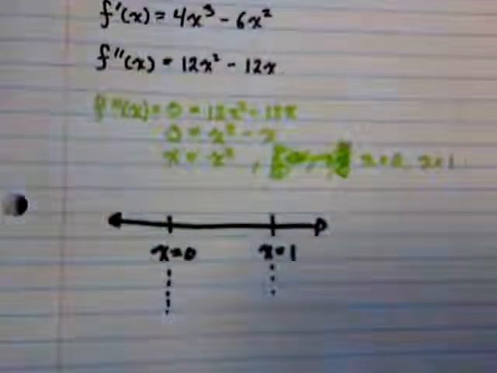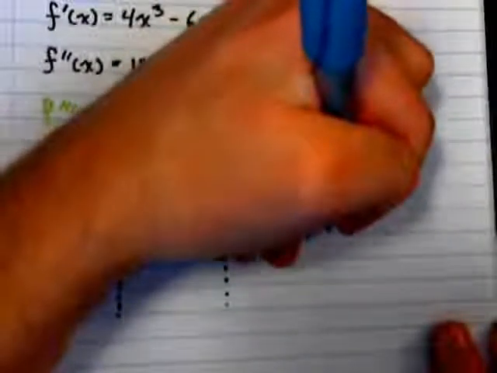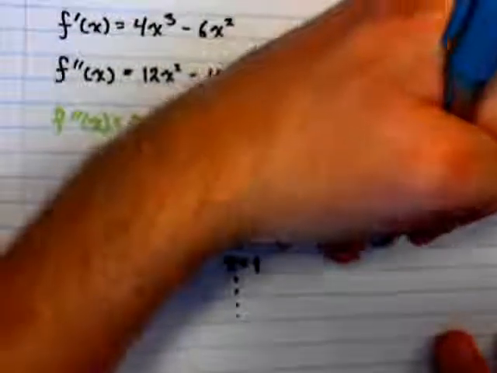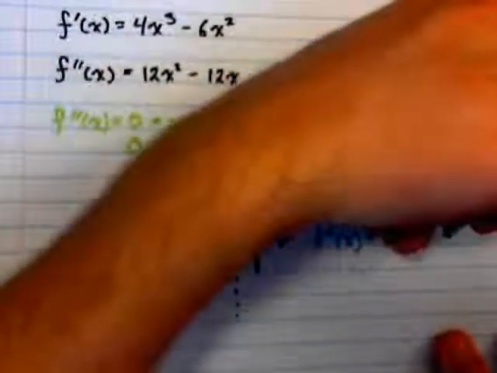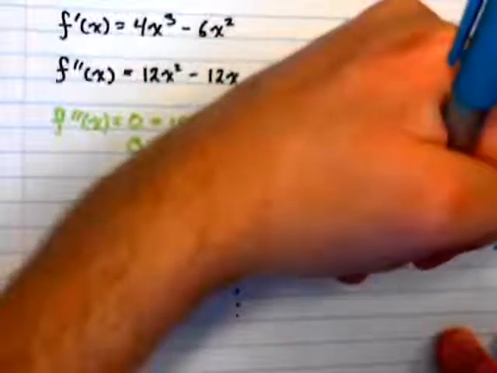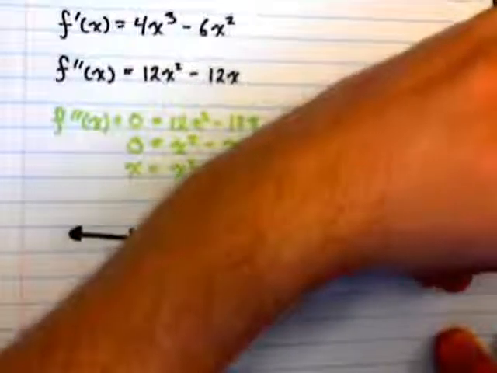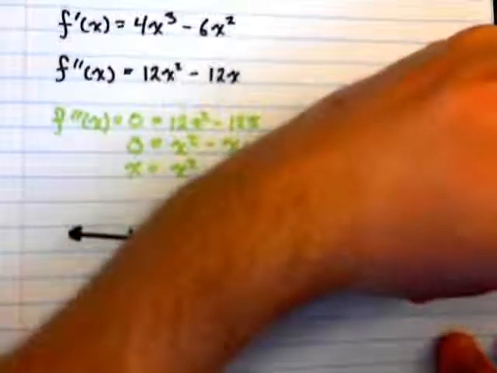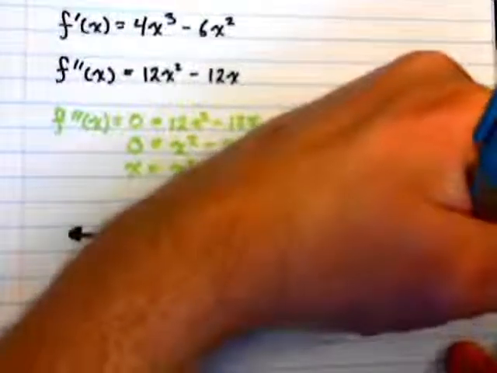So we want to get something bigger than 1. So let's say we want to test what is f double prime of 2. You just plug 2 into f double prime of x. That is equal to 12 times 2 squared minus 12 times 2, which is 12 times 4 minus 12 times 2. That's 48 minus 24, which is 24.